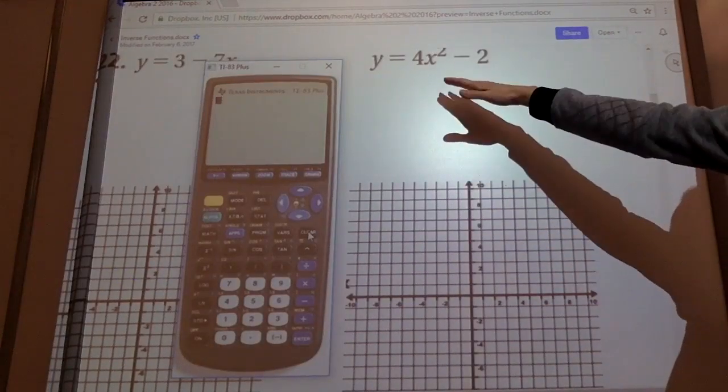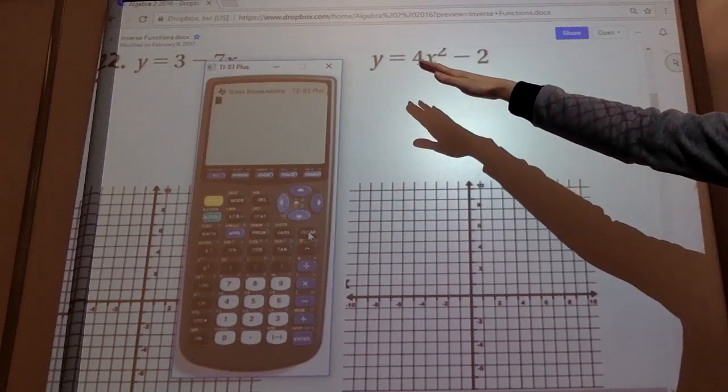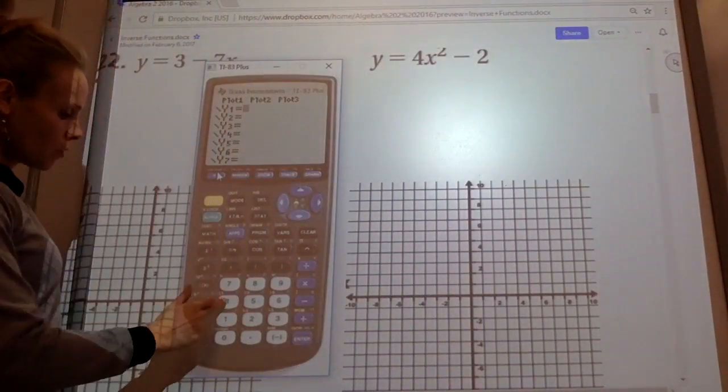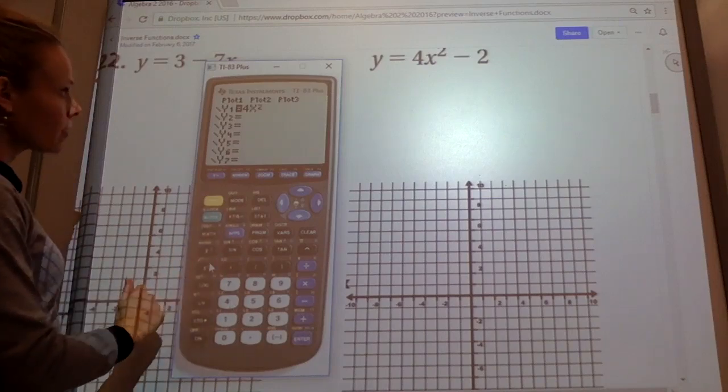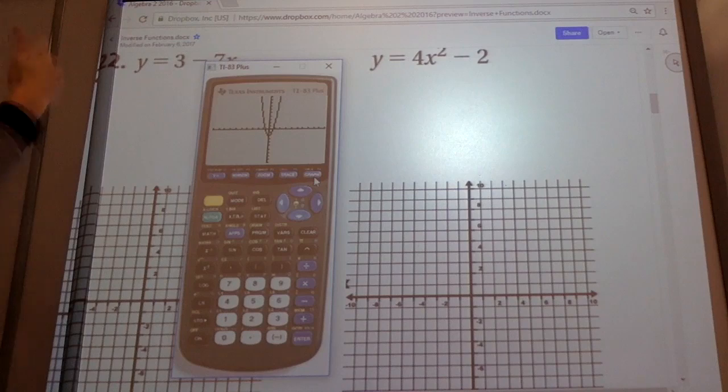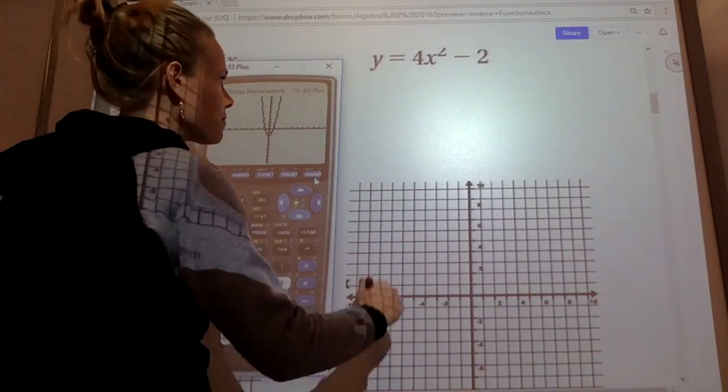All right, so let's graph this quadratic by putting it into our graphing calculator. So y equals, and you're going to go 4x squared minus 2. And then graph it. You should see, yep, it's a parabola. Good. We need points to graph.